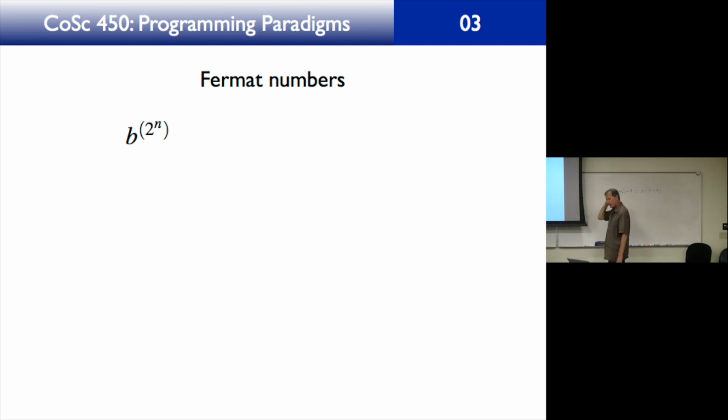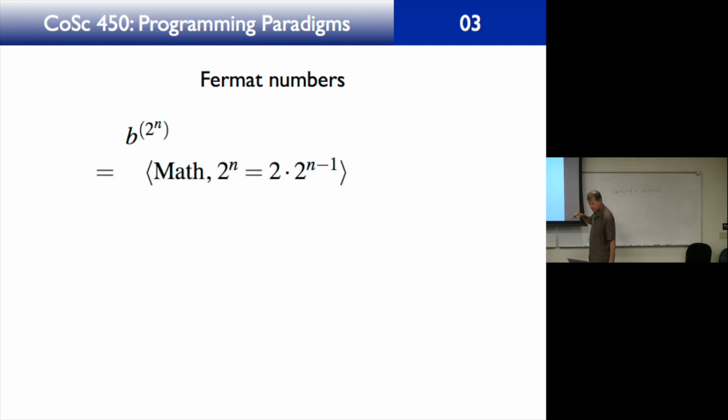Before we write the Fermat number function, let's take a look at this before we go on. Before we actually write the function, let's make an observation, because we did the example with 2, but this is true for a general base b. What is b raised to the 2 to the n?